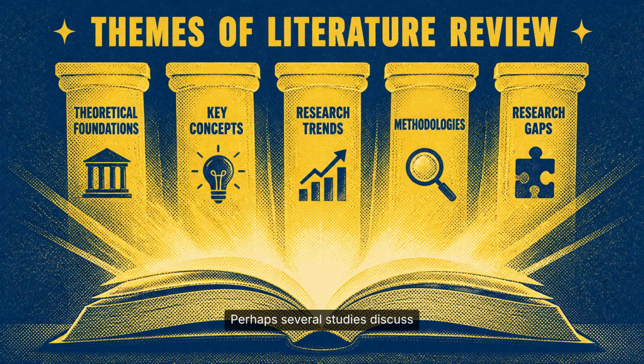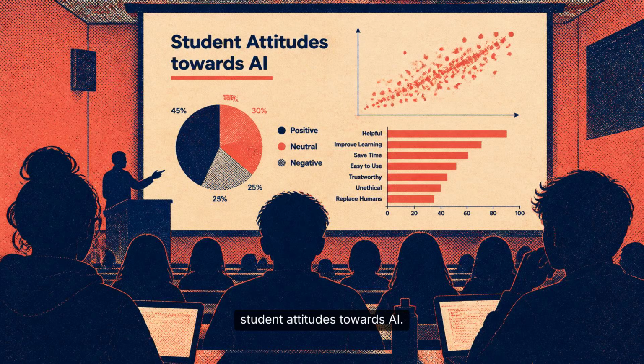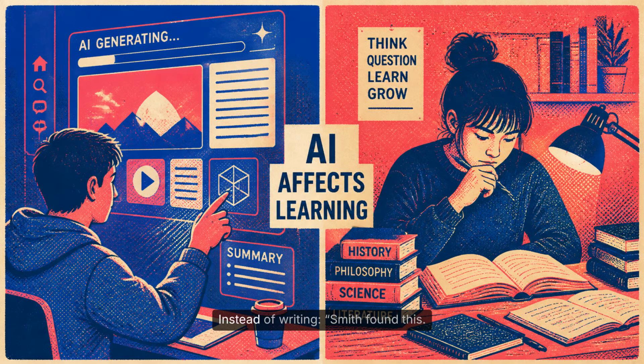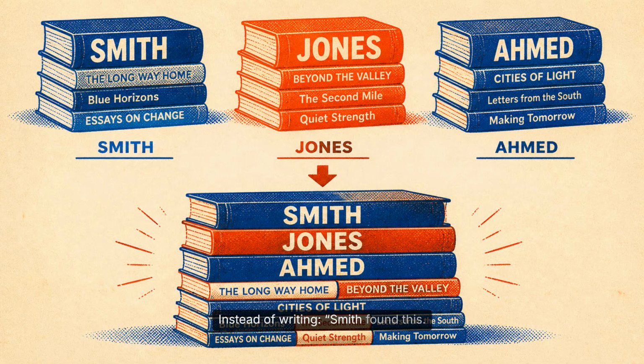Perhaps several studies discuss student attitudes towards AI. Another group focuses on academic integrity. Others examine how AI affects learning. Instead of writing, Smith found this, Jones found this, Ahmed found this, bring those studies together.